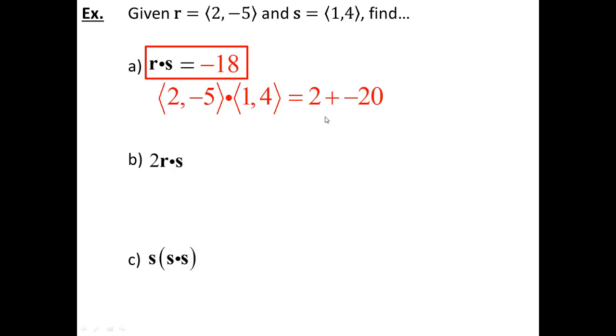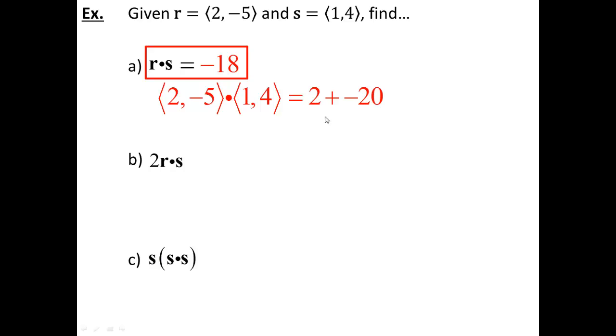-18 is my final answer. Don't leave it as a vector 2, -20. That's not what we're doing. We're not just multiplying like we did with vector addition and leaving it as a vector. We have to add those numbers together when we're done to get our final scalar answer.